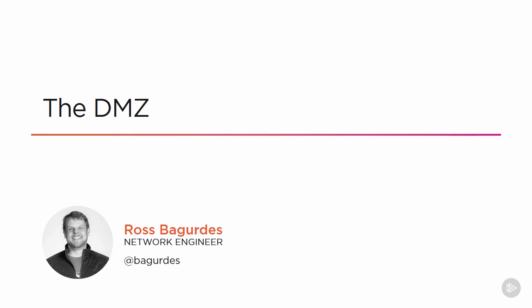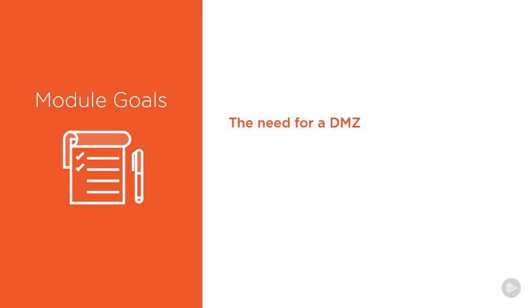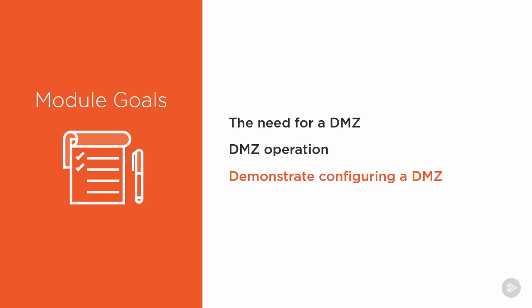In this third module of Introduction to Firewalls, I want to introduce the DMZ, or the Demilitarized Zone. Our goals for this module are to talk about the need for a DMZ. We'll talk about DMZ operation, and then I'll demonstrate configuring the DMZ. I'm going to do this all in the context of my demonstration lab. We're actually going to move a server from our inside network to a DMZ and talk about the benefits of doing that.